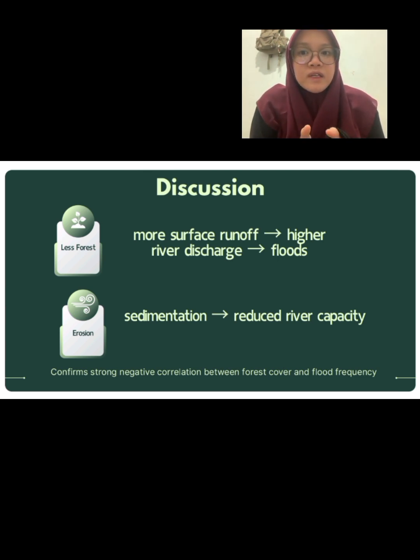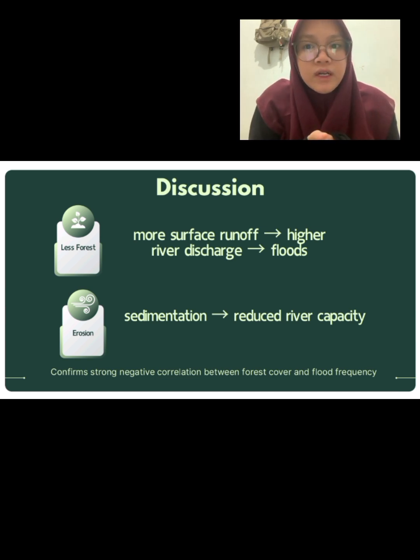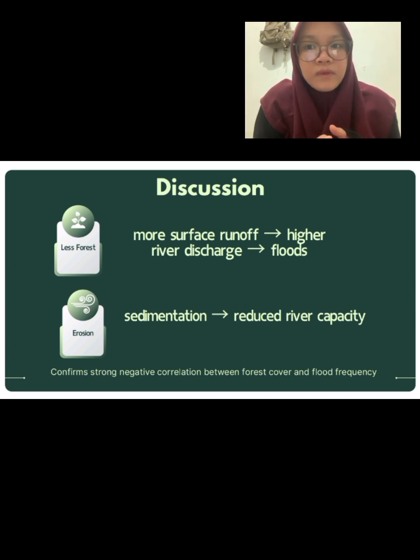When forests are cut down, there are fewer trees to absorb rainfall. This means more water flows directly over the land surface, increasing surface runoff and river discharge. Moreover, deforestation causes soil erosion. The eroded soil flows into rivers. Okay, thank you.